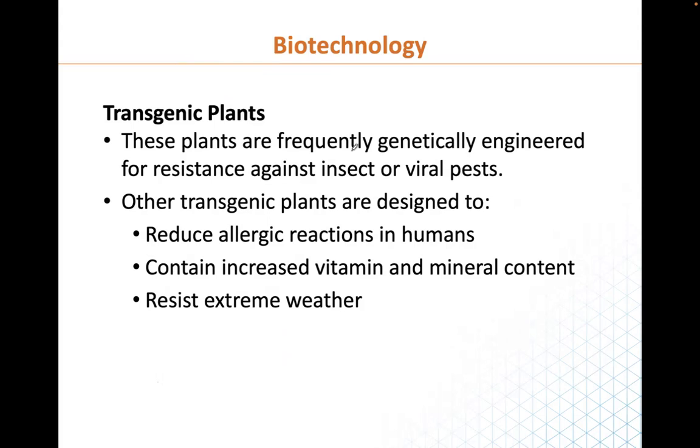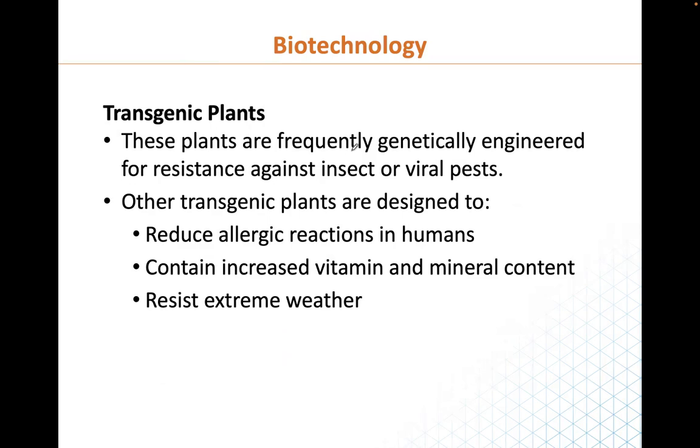Transgenic plants are frequently genetically engineered for resistance against insect and viral pests. Some time ago, people usually used pesticide to kill these pests that destroy the crops. But today, we can use a transgenic procedure to inject the gene which makes the plant resistant to the insects and viral pests.